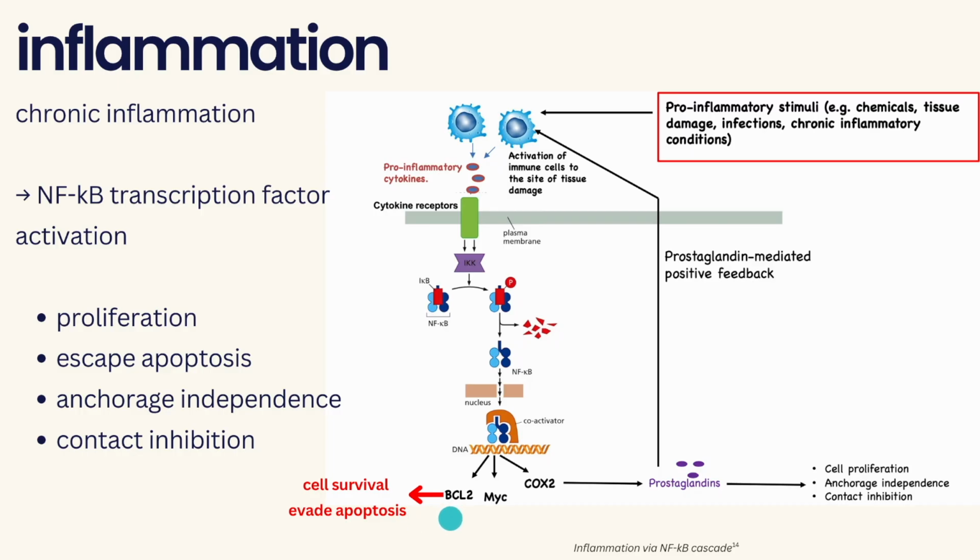BCL2 is another protein, and it promotes the cell to have even better tools to survive and escape programmed cell death. MYC promotes cell proliferation. So these are really nice tools for the cell to become cancerous.